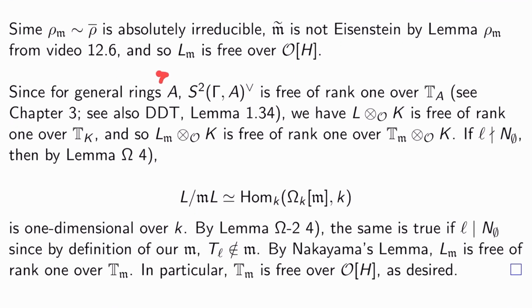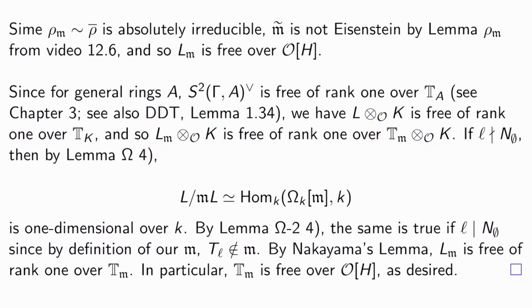Now, for general rings A, S2 gamma A dual is free of rank 1 over T A. You can see chapter 3 for this. You can also consult Diamond, Darmon, Taylor, lemma 1.34, for example. So we have that L tensored up to K is free of rank 1 over T sub K. And L localized at M tensored up to K is free of rank 1 over T sub frac M tensored up to K.